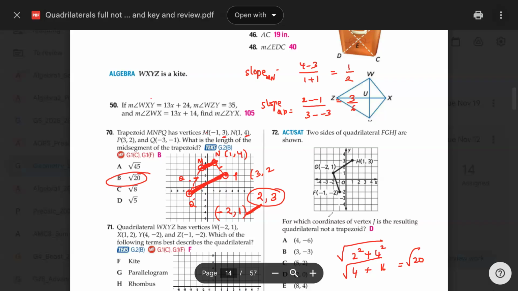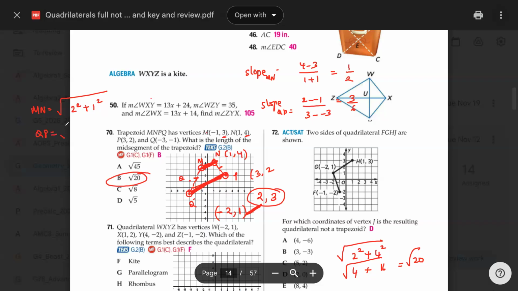Okay, so the sum of the bases divided by 2, right? Yeah. So the sum of the bases means what? The distance MN. Let's find out the distance MN. MN is minus 1, minus 1. So 2 square plus 1 square is what I'm getting.